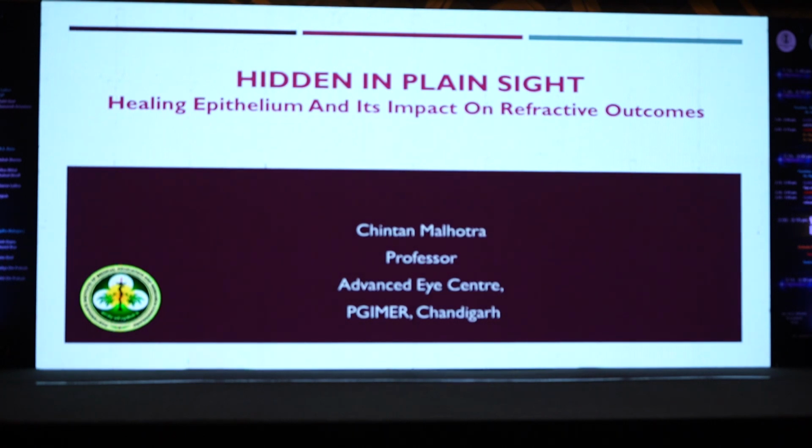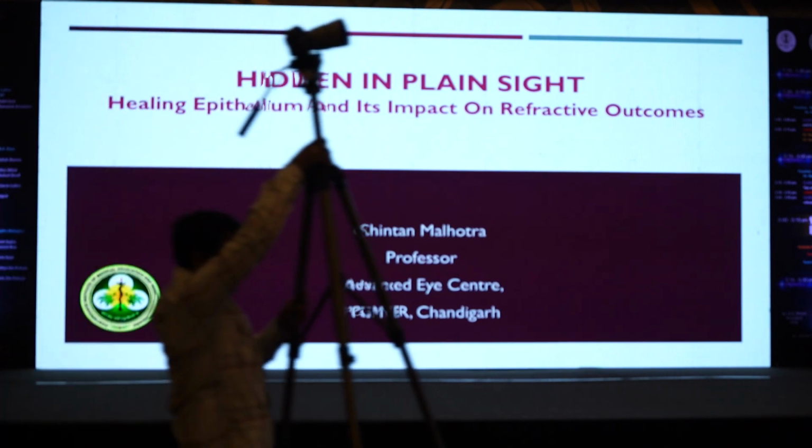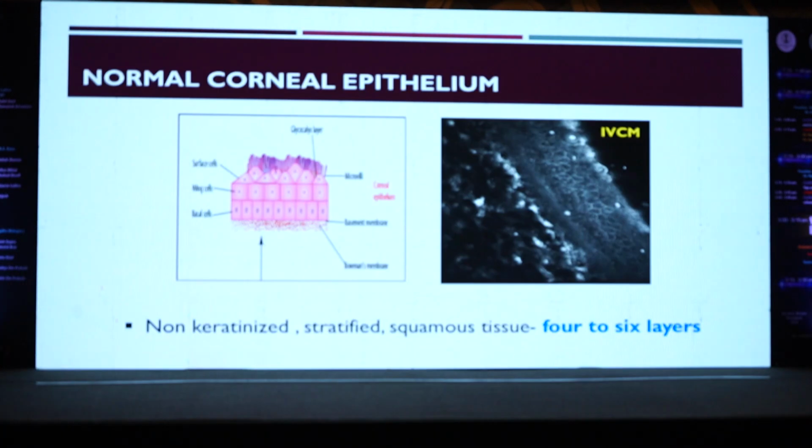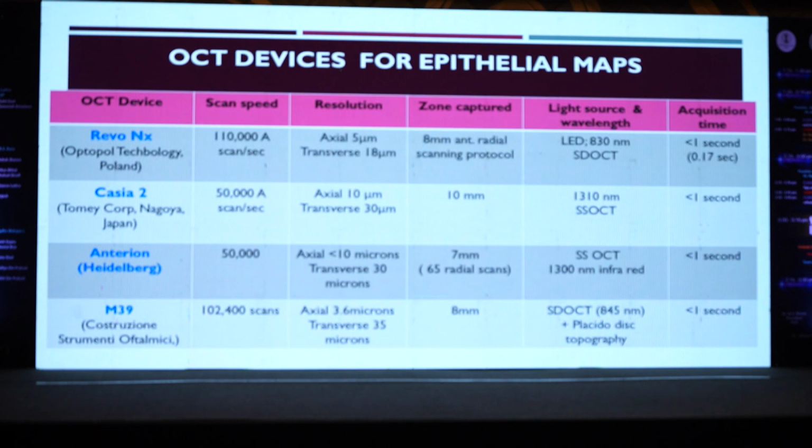I'll be speaking on the topic of the epithelium and how it impacts the refractive outcomes, because that's kind of the new kid on the block. So the normal corneal epithelium, we know, consists of 4 to 6 layers, and how we see it in clinical practice basically is we have multiple OCT devices.